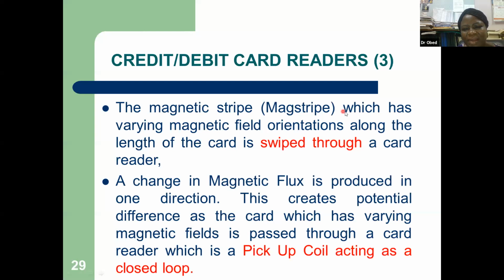The magnetic stripe, or called mark stripe, which has varying magnetic field orientations along the length of the card, is swiped through a card reader. A change in magnetic flux is produced in one direction. This creates potential difference as the card, which has varying magnetic fields, is passed through a card reader, which is a pickup coil acting as a closed loop.